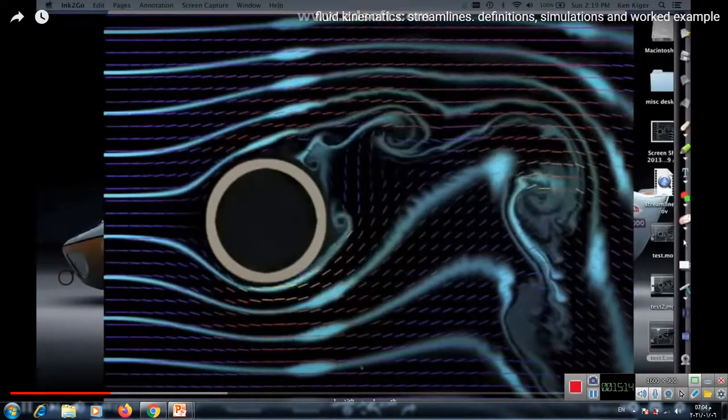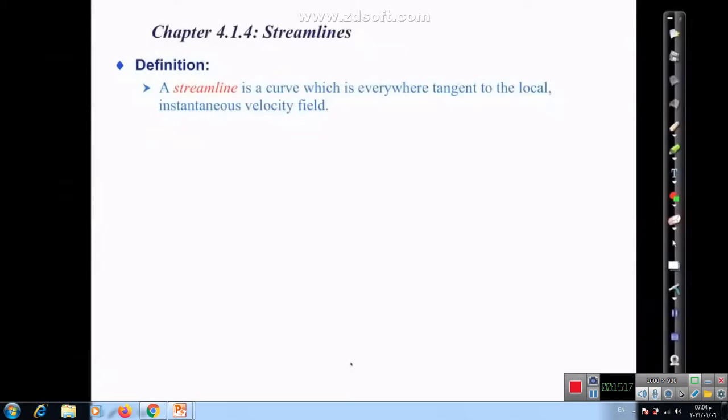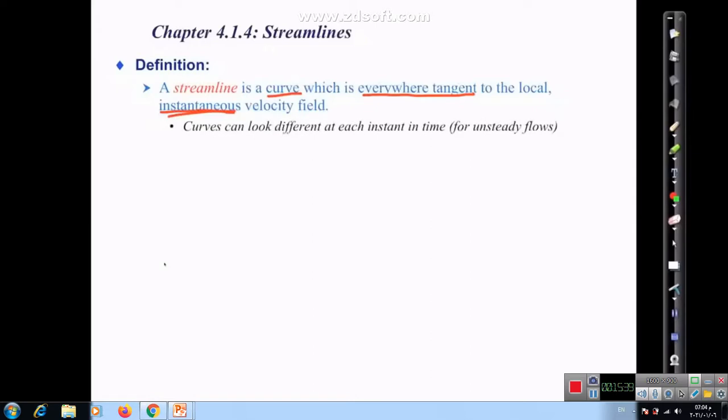Alright, so a definition for a streamline is simply a curve which is everywhere tangent to the local instantaneous velocity field. Okay, so now these are some very important keywords here. It's a curve everywhere tangent to the instantaneous velocity field. So what that implies is we're talking about at one instant in time. And these curves can look different at different instants in time if we happen to have an unsteady flow, as we'll see here in just a second. So this represents the direction of the flow at any given instant, and that's why they're such a useful quantity to have a look at.